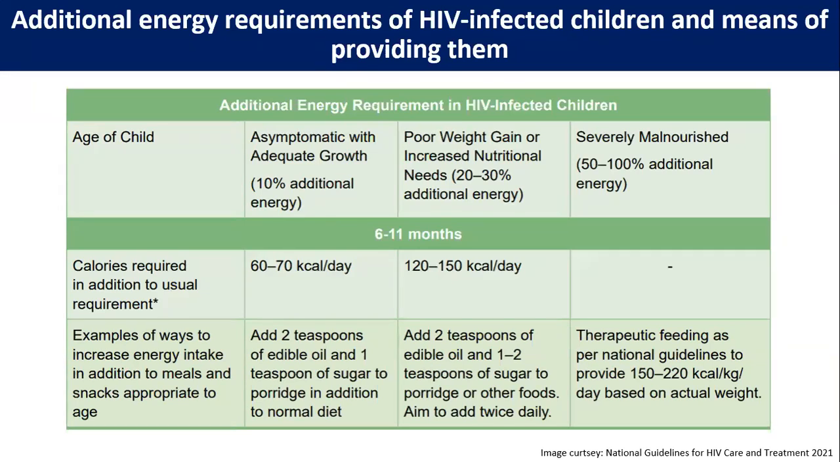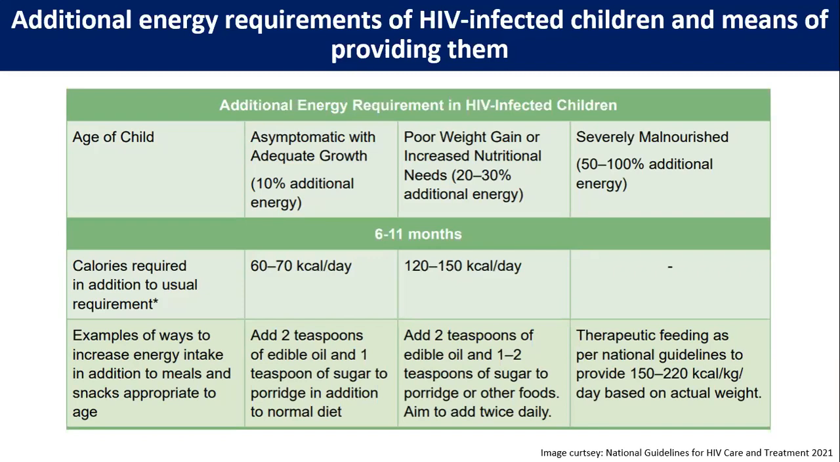Now, once we know the level of nutrition, poor nutrition of the patient, and the increased calorie requirement of the particular patient, then we need to provide it. Say, if the patient is asymptomatic and growing well, but HIV positive, then the additional energy requirement is 60 to 70 kilocalorie per day. And if there is poor weight gain, it is 120 to 150 kilocalorie per day in a child of 6 to 11 months of age.